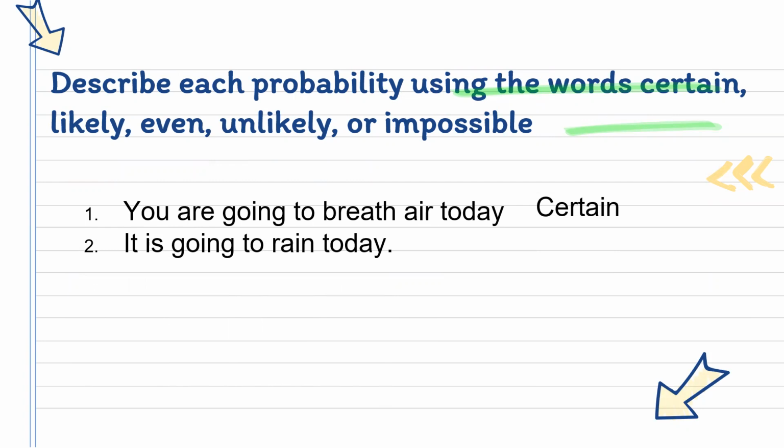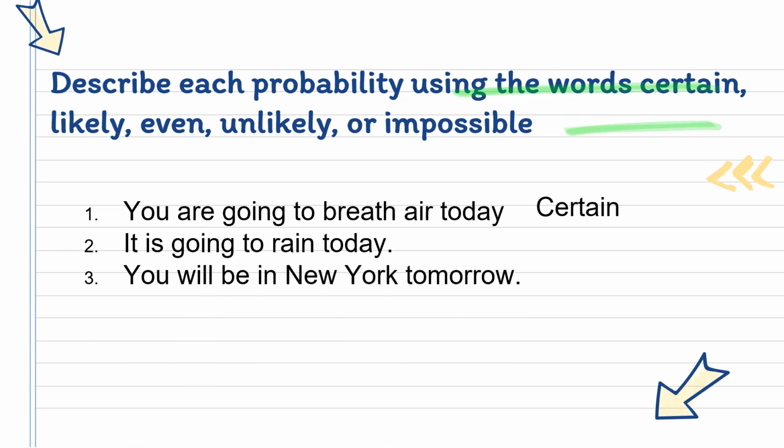In this case, in number 2, the answer may vary. Okay, why did I say that? Because it depends on the circumstances. For example, if you go outside and you see the sky is very dark, you see dark clouds, so you could say that it is likely to rain today, right? It is based on your observation. But if you go outside and you see that the sky is so clear, so bright, so it is unlikely to rain, right? So it is based on your observation.